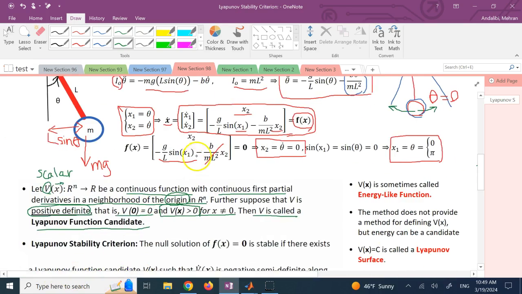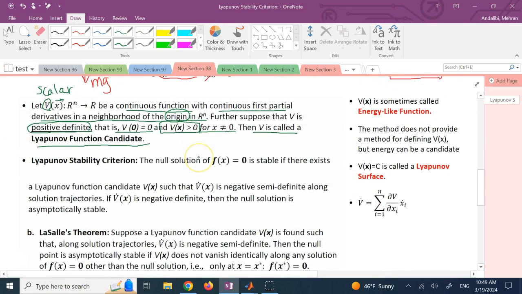Okay. Now, let's talk about the Lyapunov stability. What does Lyapunov stability say? By the way, before I move on, this V function, which we call the Lyapunov candidate, sometimes we also call it the energy-like function. Why? I'll tell you. Wait a second, and I'll tell you why we call it an energy-like function.